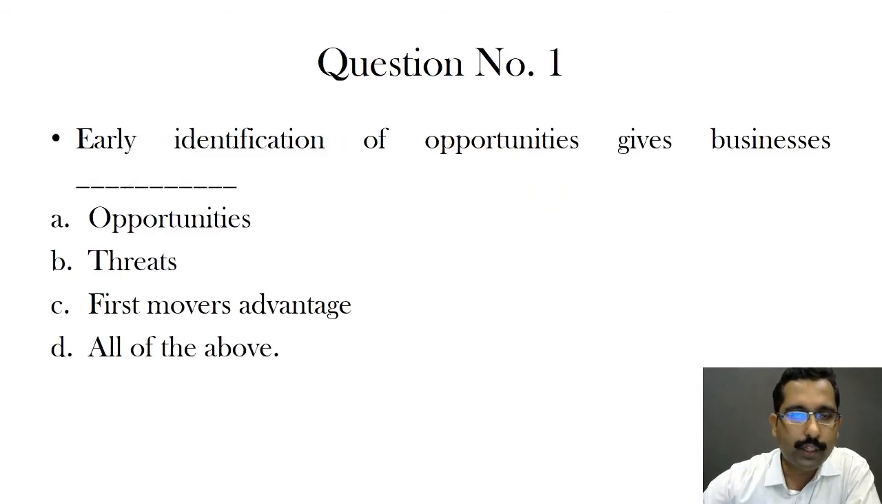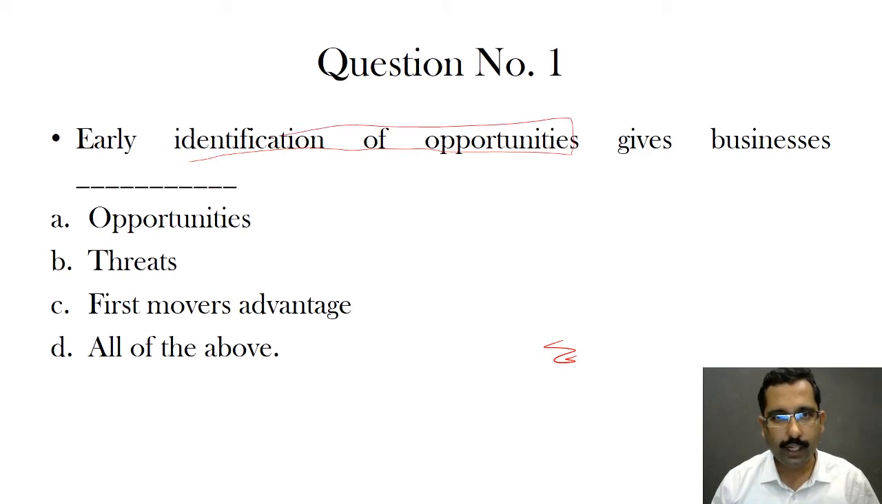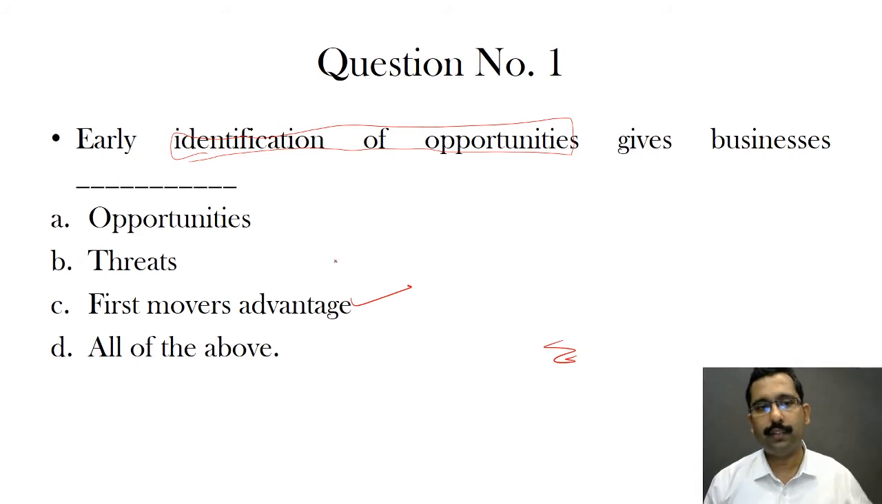The first question is: early identification of opportunities gives businesses dash. When a business identifies opportunities in the market very early and enters that business, such an advantage is generally called the first mover's advantage. Take Xerox as an example. Xerox is a company which first introduced commercial photocopiers, so companies become synonymous with the product. So early identification of opportunities gives businesses the first mover's advantage.